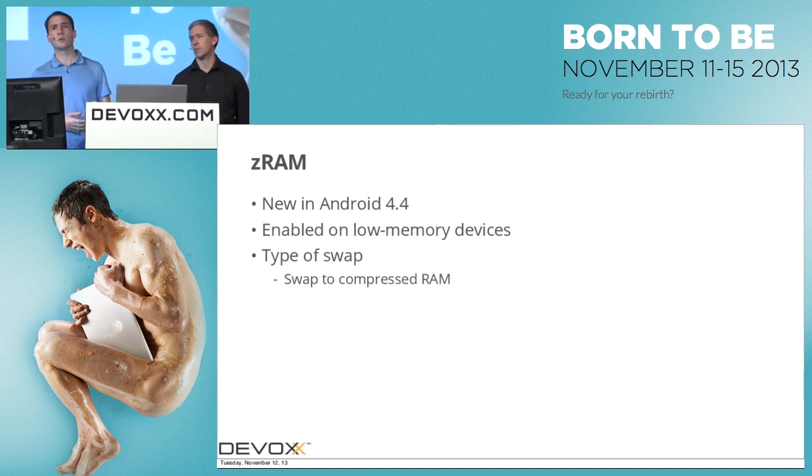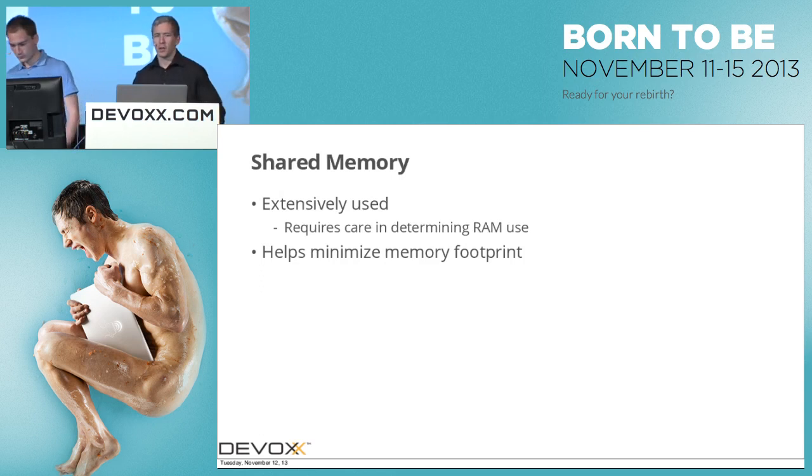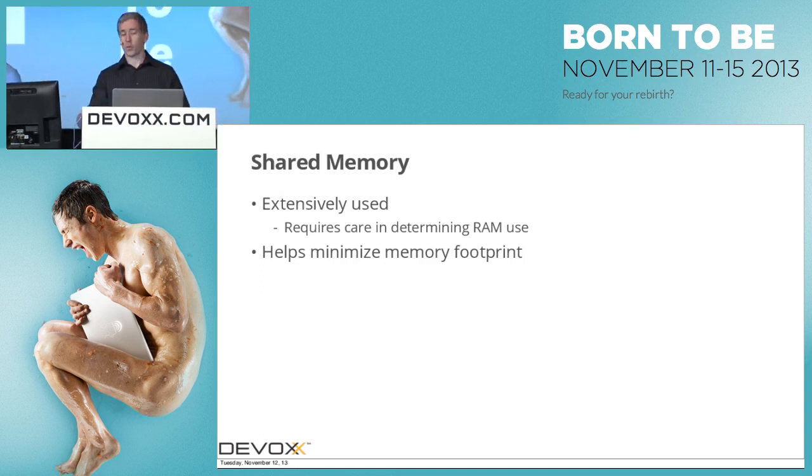But if we're really low on memory and we will have to kill a bunch of processes or running services to be able to start a new application, instead we're going to use compressed RAM. So you don't have to worry too much about that. It's just to give you an idea of what we do behind the scene to make sure that everything works right. So we use shared memory.